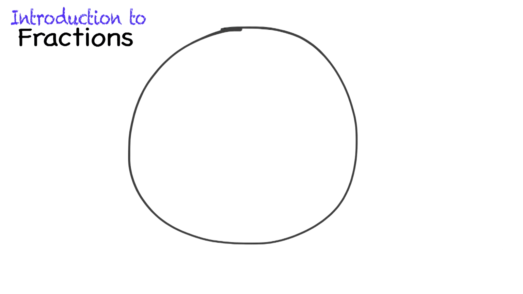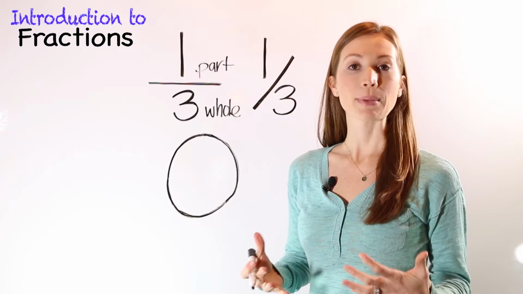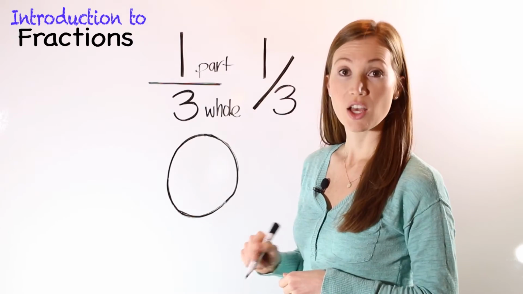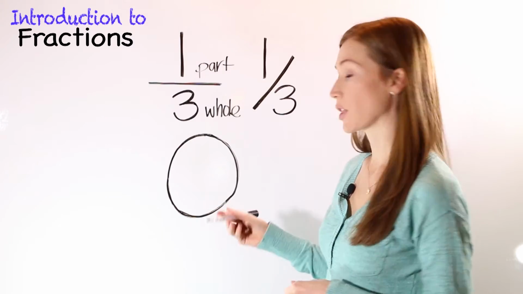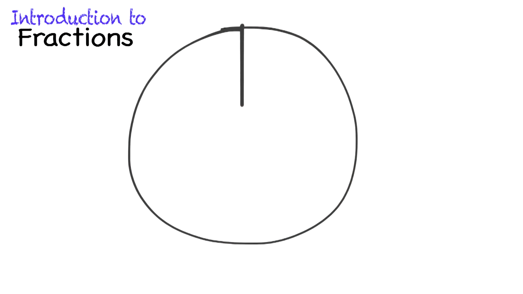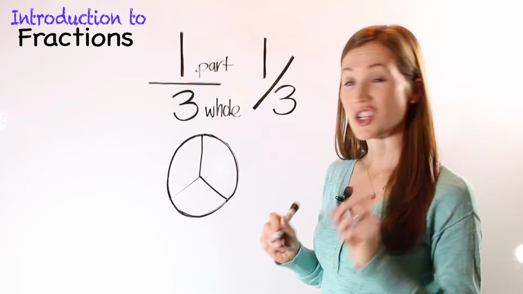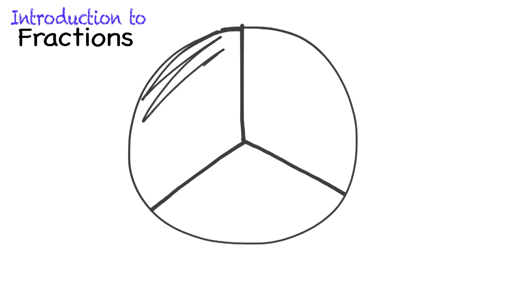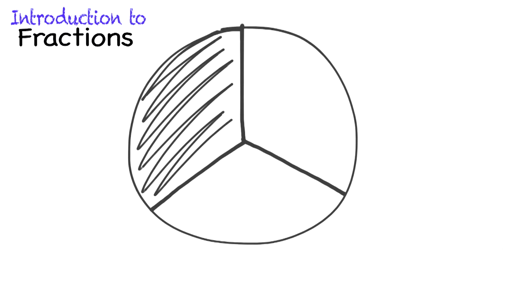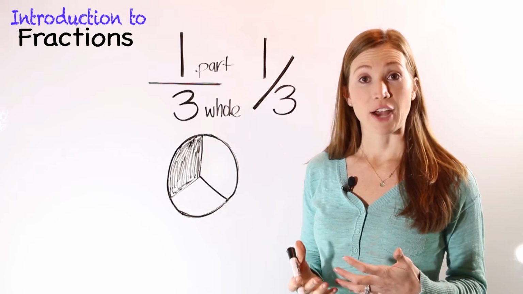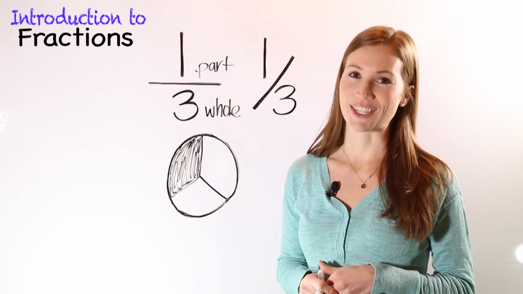This pie chart represents our whole. Now, how many equal pieces are in our whole? 3. So we're going to divide our whole into 3 equal pieces. Do the best you can. It's a little tricky. Now, what's our part again? 1. So we're just going to shade in one piece or part of our pie chart. Now, this pie chart represents the fraction 1/3. Great job.